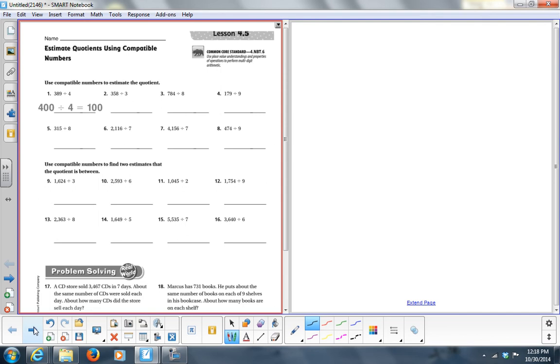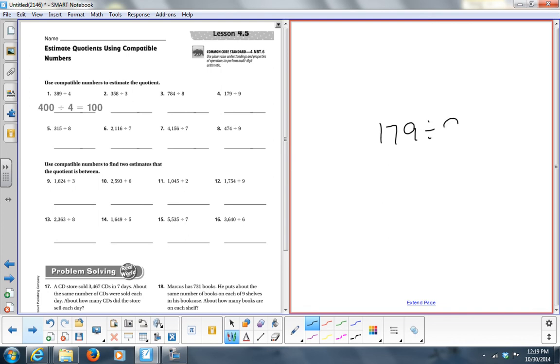Number 4. 179 divided by 9. First thing I'm going to do is what? Najee? I don't round on this. Bailey. Underline my basic fact.